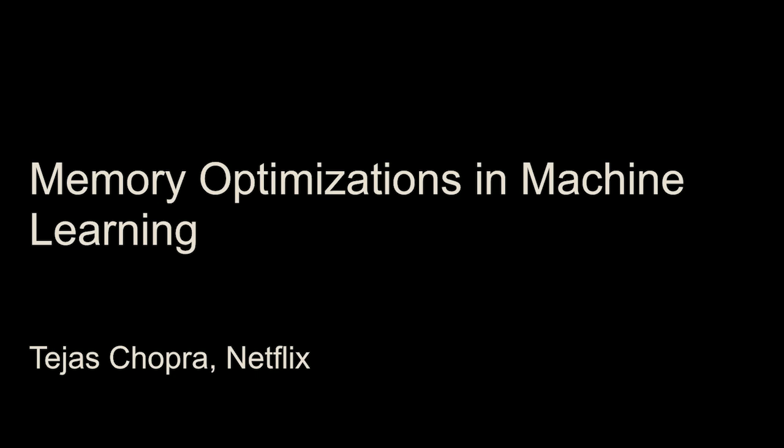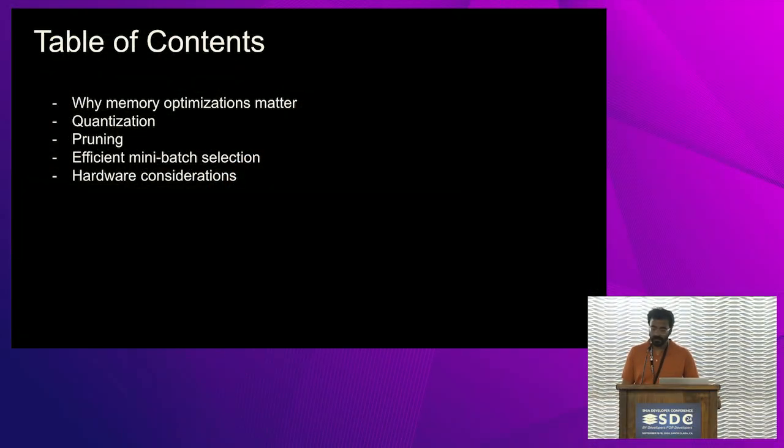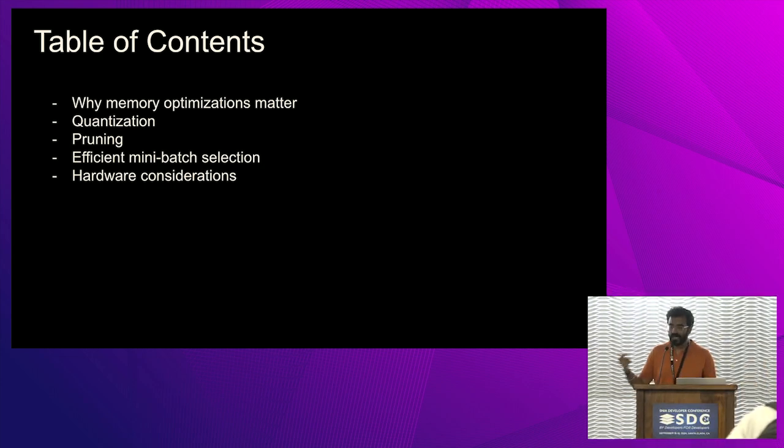Today I'll try to give a brief teaser about how memory is used in AI and ML models, and specifically what techniques you can use to optimize it. This is what we'll cover today. We'll go over why memory optimizations matter, and we'll cover some basic optimization techniques: quantization, pruning, and efficient mini-batch selection being the three that we'll consider. And finally, why hardware plays an important role in this.